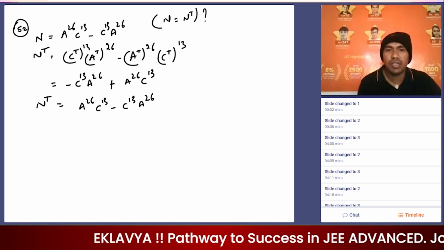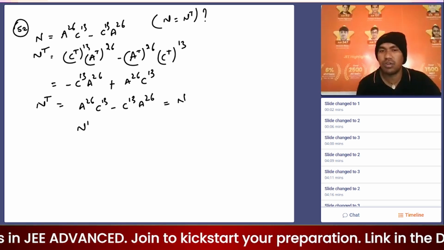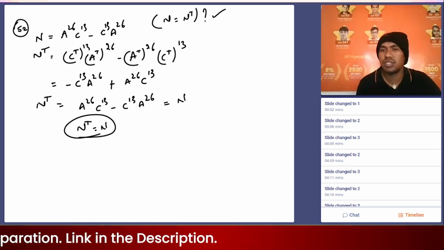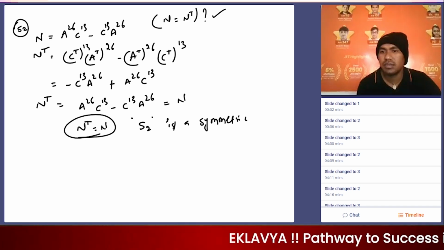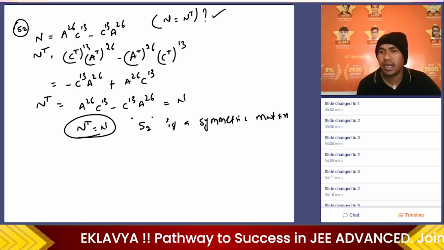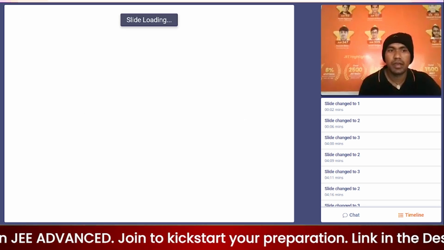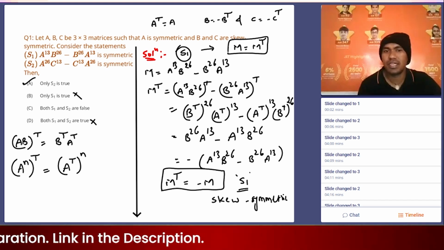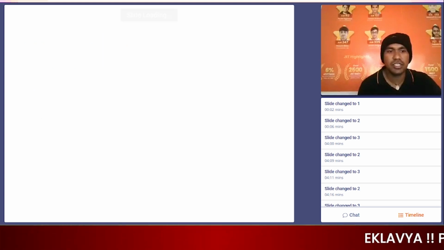Now if you observe this part, A^26 C^13 minus C^13 A^26. N transpose, if you have taken, is again giving the matrix N only. That means N transpose is equal to N. So this is true, right? That means S2 is a symmetric matrix. The S2 is a symmetric matrix, that means statement S2 is true. Now which one is the option? Only S2 is true. That is the answer. So option A is the answer for us, right? Let's go to the next question.